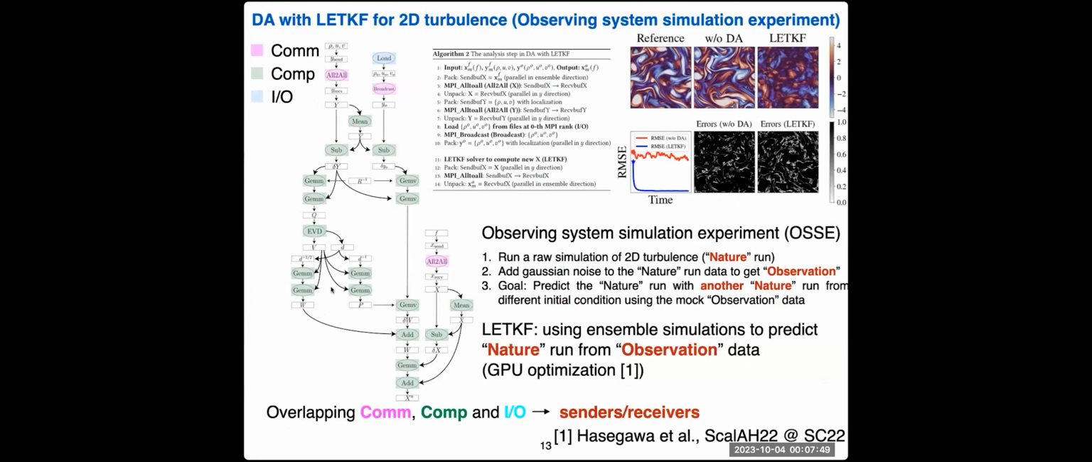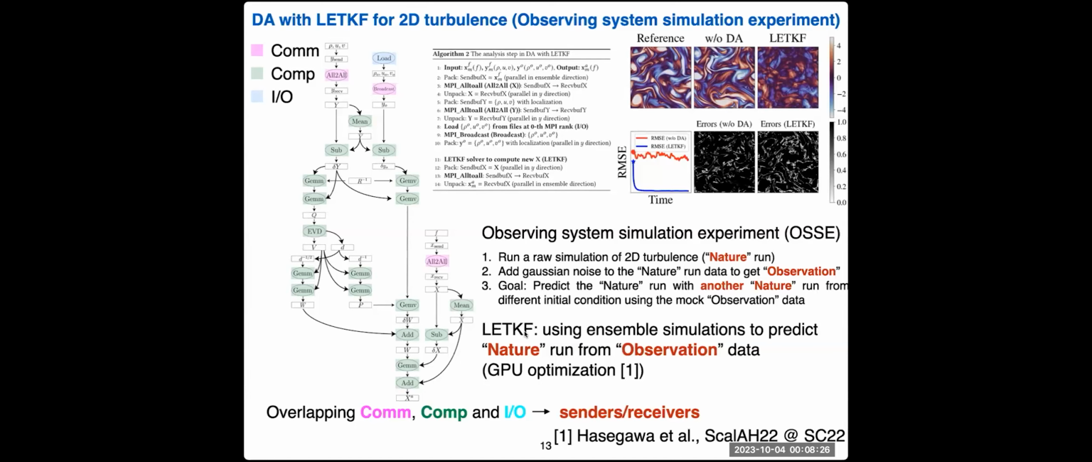So now we are ready to move into the LETKF for 2D turbulence. In this particular test, we are using the so-called observing system simulation experiment. In this test, we first run a raw simulation of the 2D turbulence, what we call the nature run, and then add Gaussian noise to the nature run to create the mock observation data. The goal is just to predict the nature run simulation result with another run from different initial conditions using this mock observation data. This is what we call the OSSE.